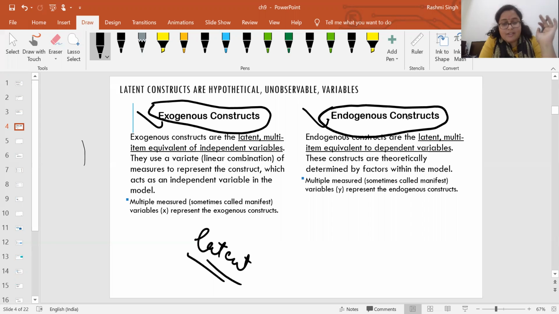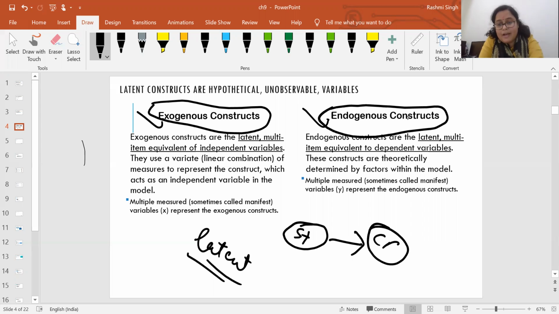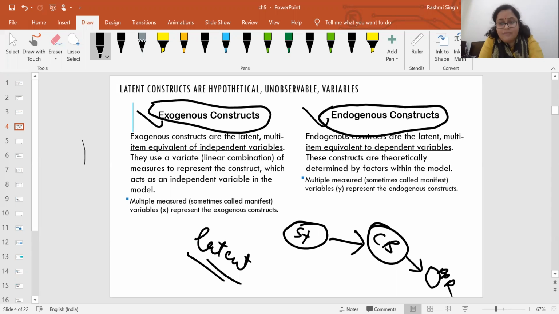multi-item constructs. Just like in my previous video, I gave an example: okay, this is one construct, let's say stress, and this construct is followed by compulsive buying, and then it would be followed by post-purchase regret. Suppose these are the three different constructs in my study, or suppose this is basically a model. So here, this stress is acting as a latent construct. Why exogenous as well as latent construct? Why latent? Because we are not directly measuring this stress. There is a certain set of items that would measure this stress part.